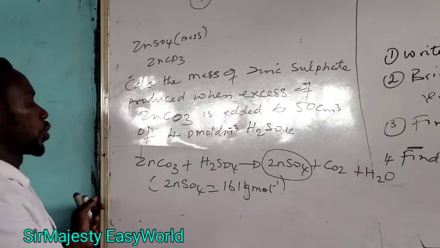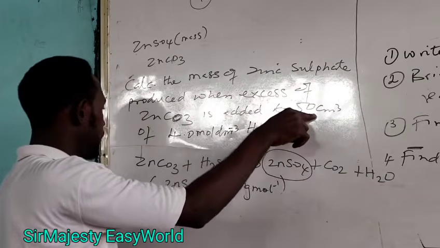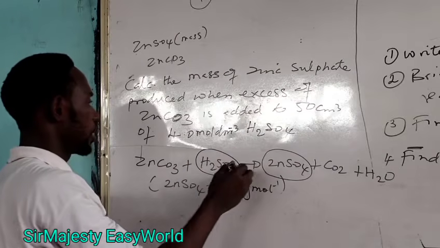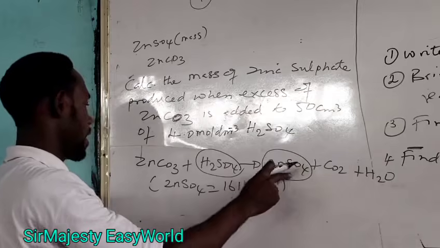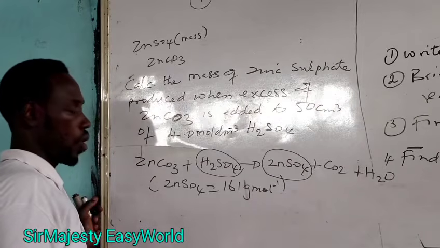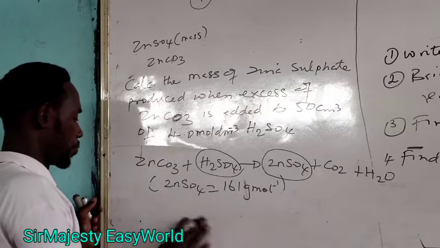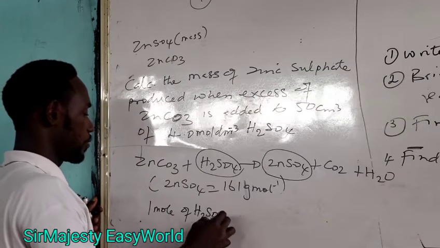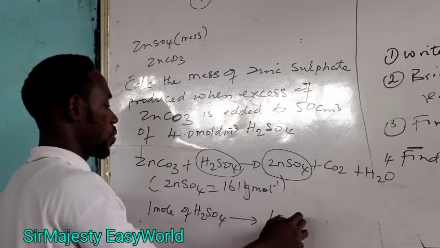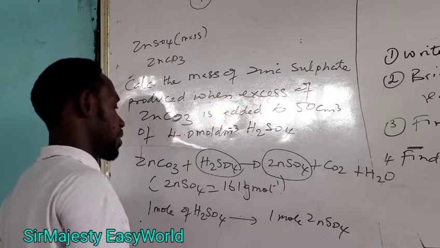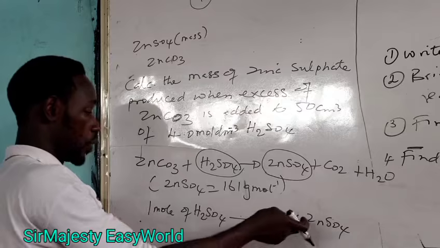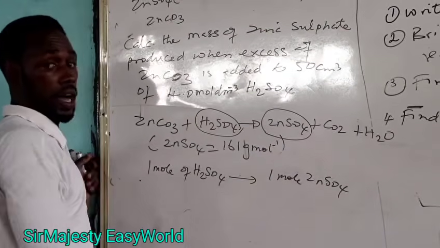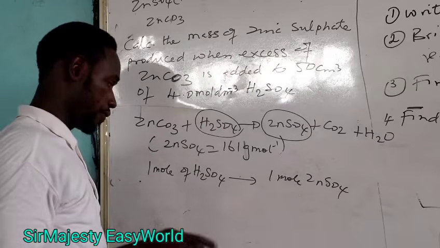Did they give us any value? Go to that value they gave. They say 50 cm³ of 0.4 mole. So we are relating H2SO4 and zinc sulfate. What next? You bring down their moles. 1 mole of H2SO4 will also give us 1 mole of zinc sulfate. Don't be fooled into thinking it always ends in 1, 1 just because the equation we are using ends in 1. You may meet one that will have 3, so be careful.